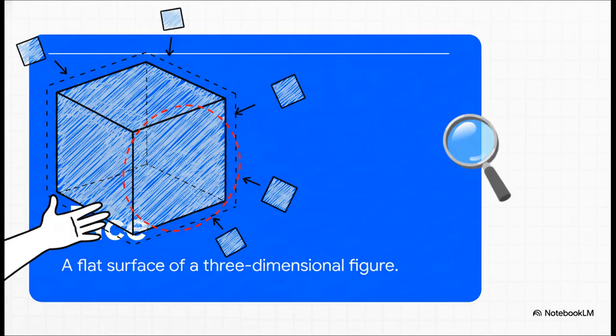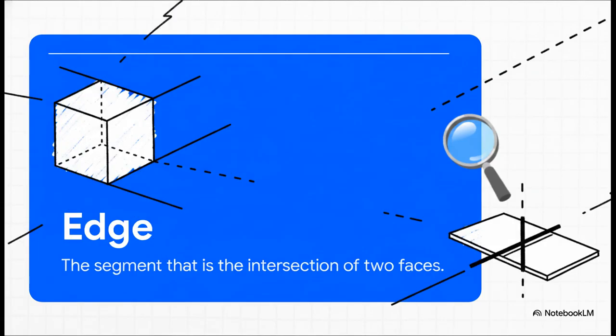Think about a simple cube. Each one of its 6 square sides, that's a face. It's the part you can lay your hand on. Okay, next up is the edge. An edge is that line segment you see where 2 faces meet up. Sticking with our cube, it's got 12 of these edges. They kind of form the skeleton of the whole shape.